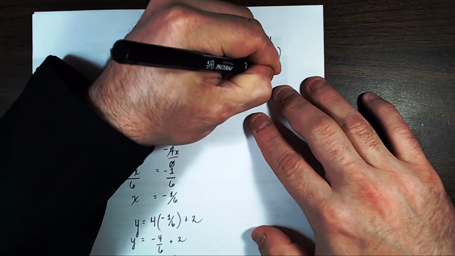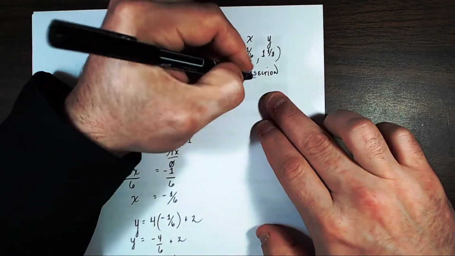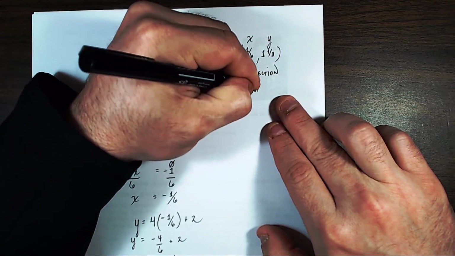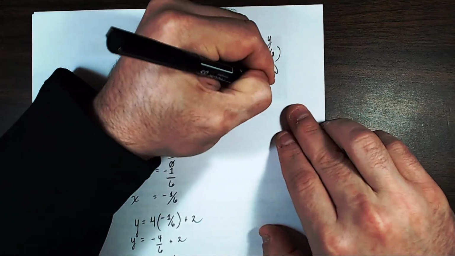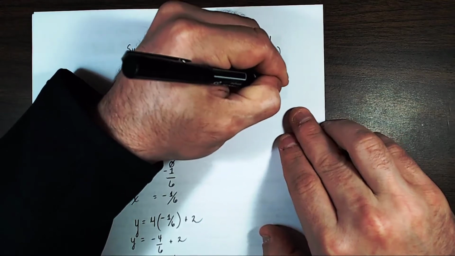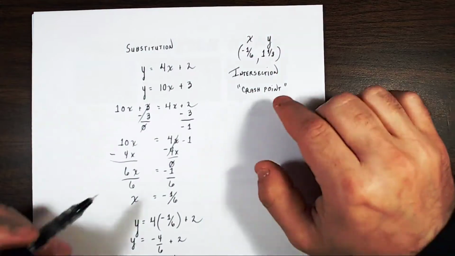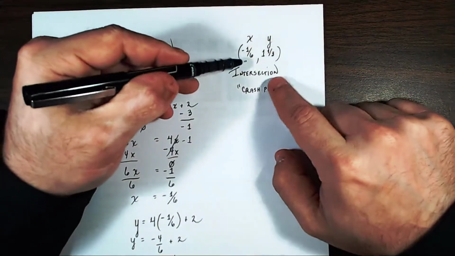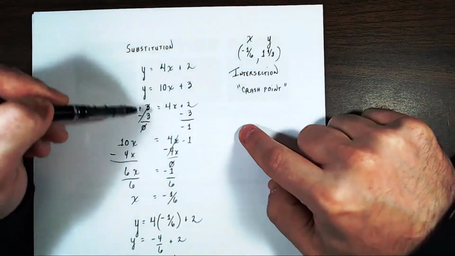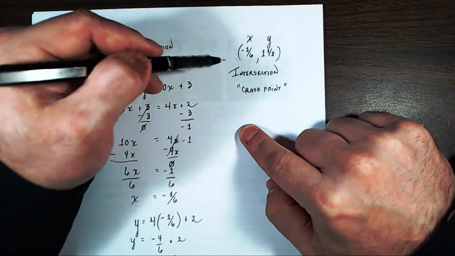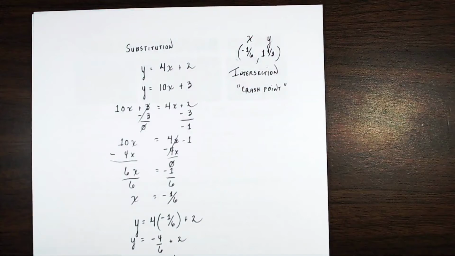In the game, this is the point that I call the crash point. So if we imagine the lines as representing Mario Kart carts, then they would crash into one another where these two lines meet. And they meet at this coordinate pair right here. Let's actually graph it and see.